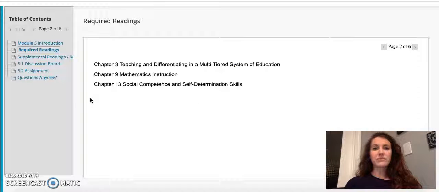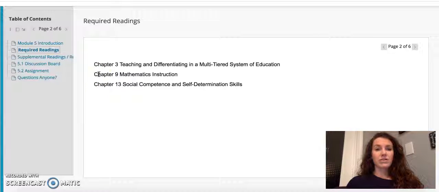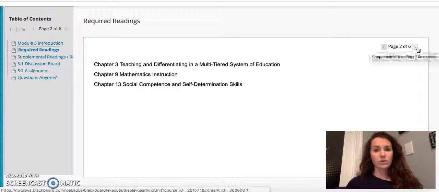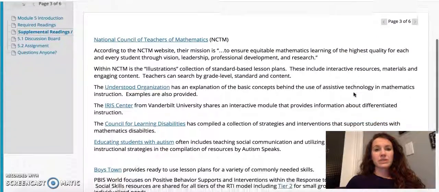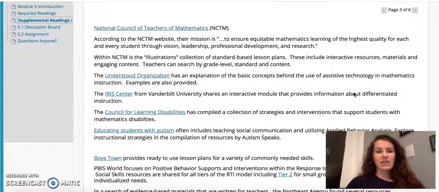So Chapter 3 is one of them that was already assigned before, so maybe you've already read it. If so, you can review it if you feel you need to, otherwise you can move on. Then there's also Chapter 9, which covers math, and Chapter 13, which covers more of those social skills. There are more supplemental resources this time because there are two topics that are pretty comprehensive.